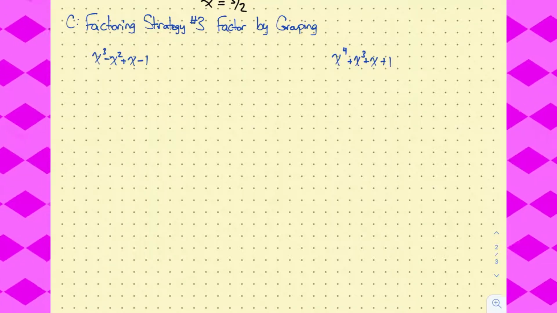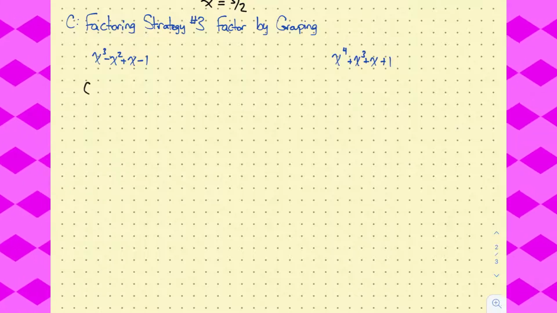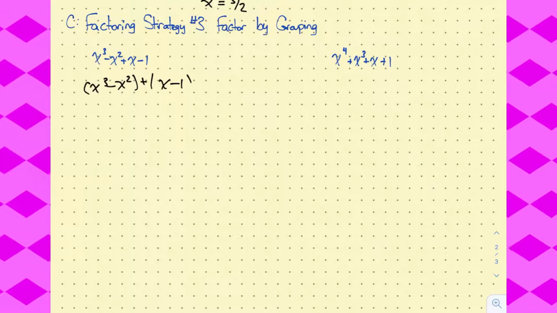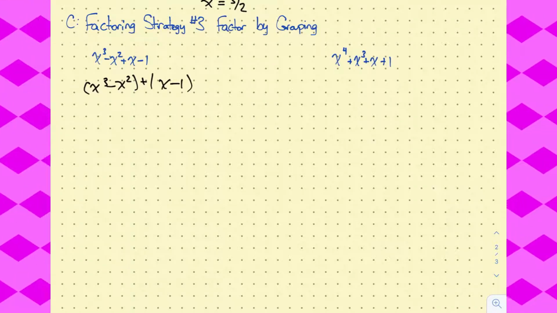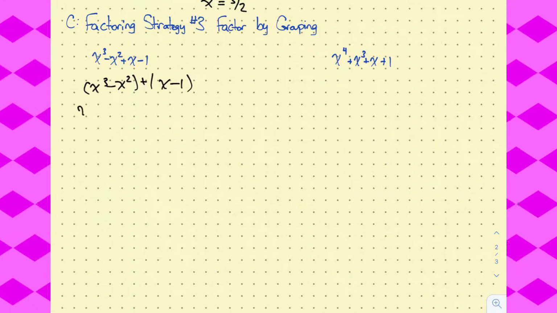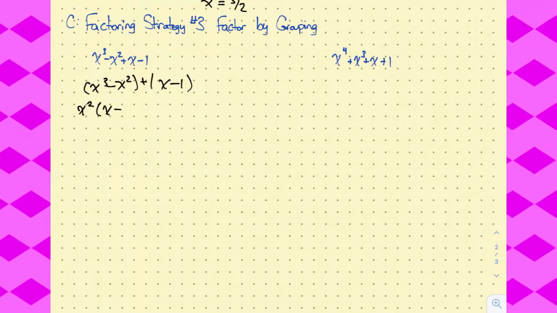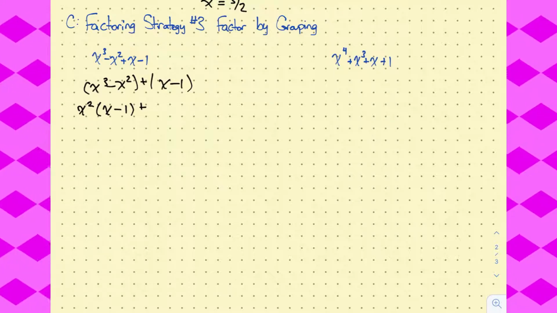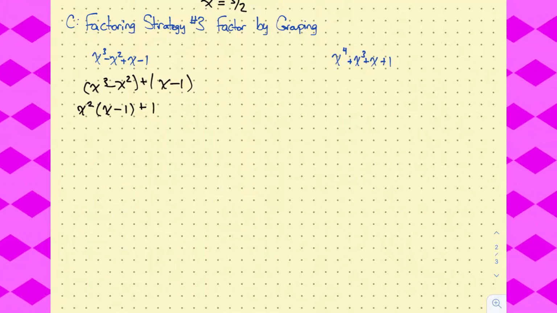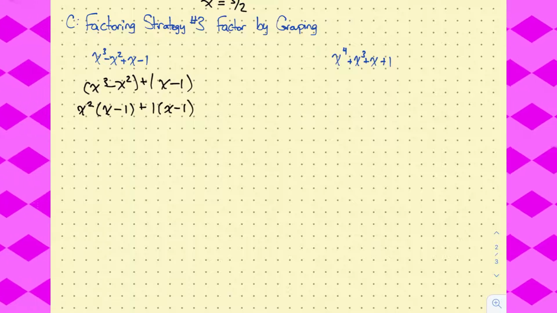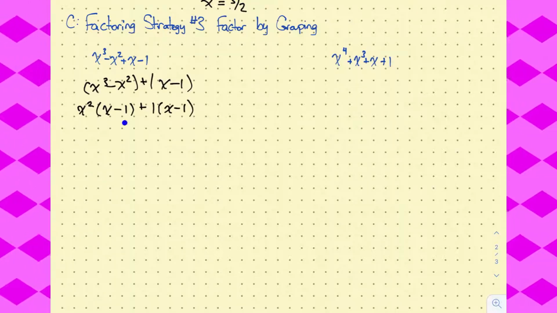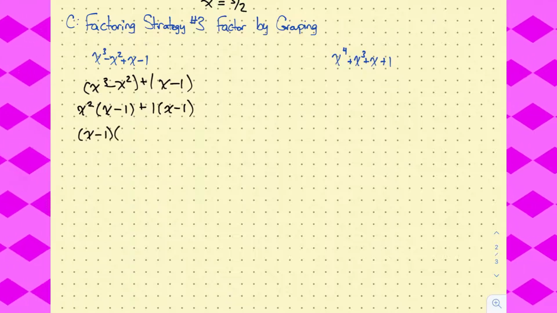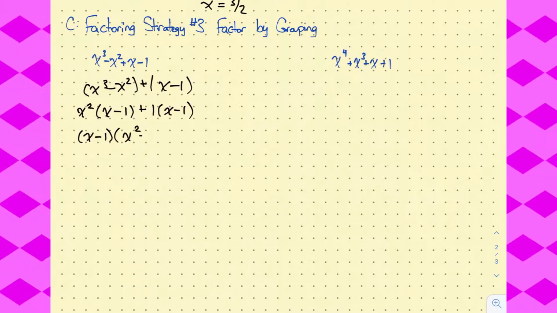So let's take a look at these two examples. First, we've got x cubed minus x squared. I'll group those two together. And then x minus 1. In our first group, I can factor out an x squared, and that'll leave x minus 1 behind. In the second group, there's nothing really I can factor out, but I can always pretend to factor by taking out 1. Now, luckily, these both have an x minus 1 in common, so I can factor out the x minus 1, which leaves me with x squared plus 1.